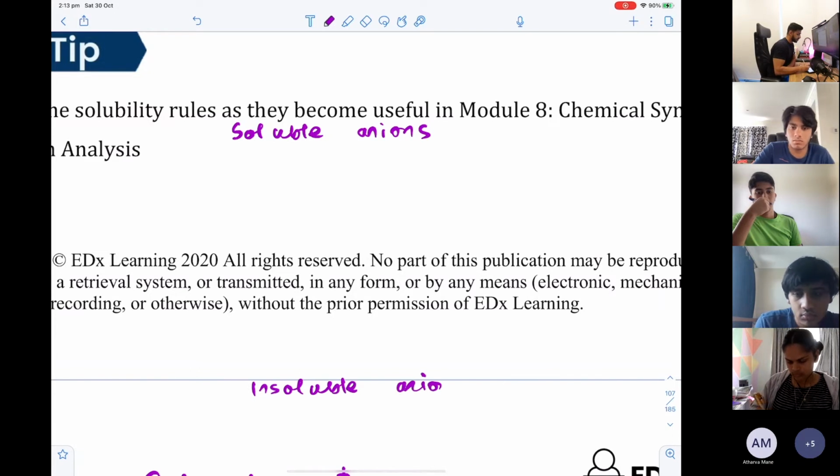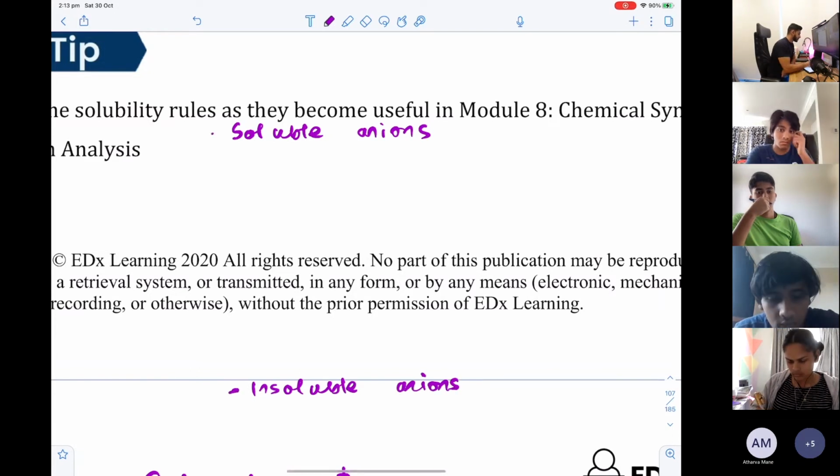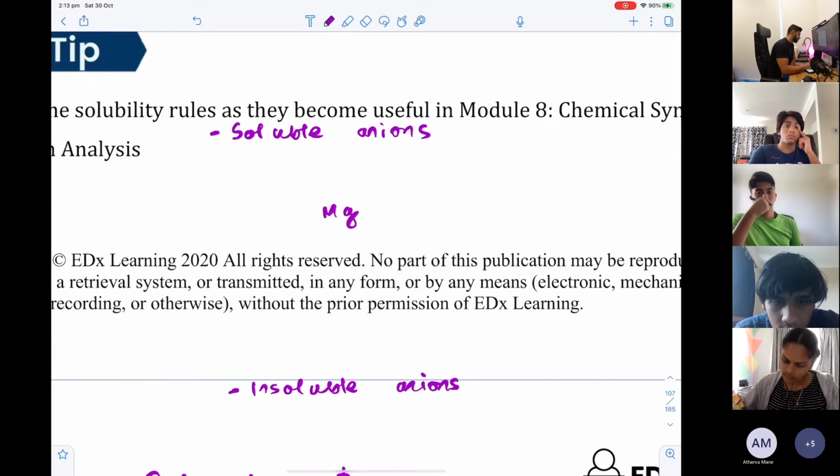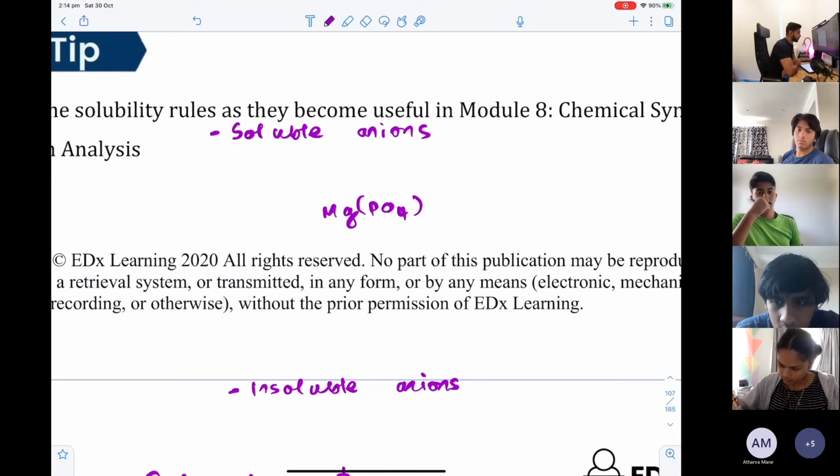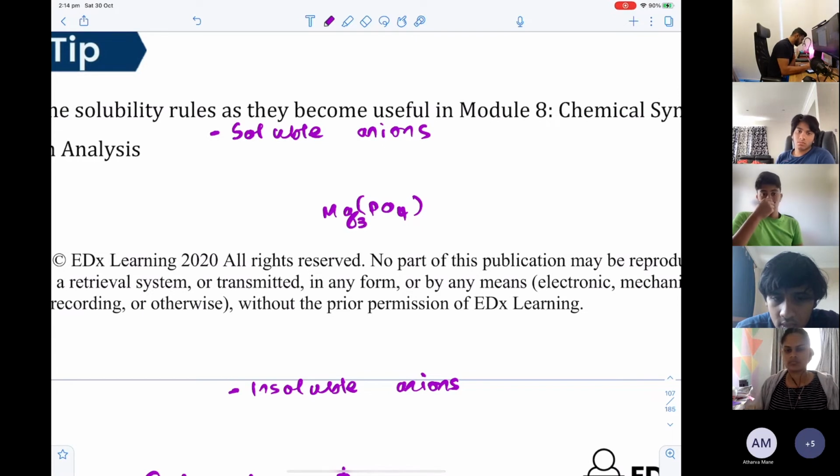Now, before I teach this to you, let me ask you all. If I gave you something like this, let's say you did not know. Let's say you're sitting your HSC exam, you had no clue if this is soluble or not. I'll draw the actual, so it's Mg3(PO4)2.